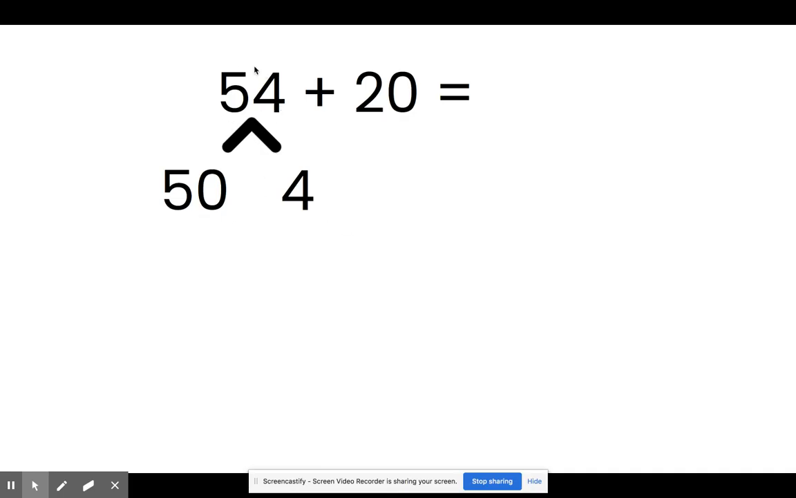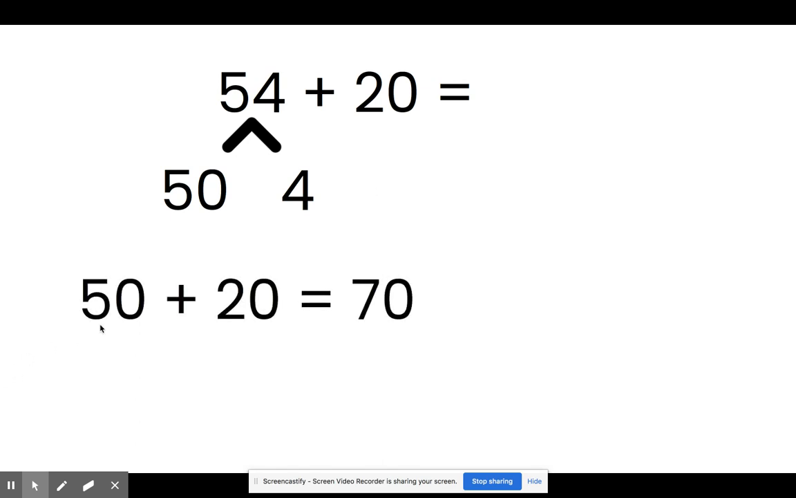Do you see how this looks like a number bond? Here's our whole, and here are our two parts, 54 into 50 and 4. Now we have these two parts, tens and ones. We're trying to add another group of tens. So today we're going to add the parts that are alike, or like parts or units.